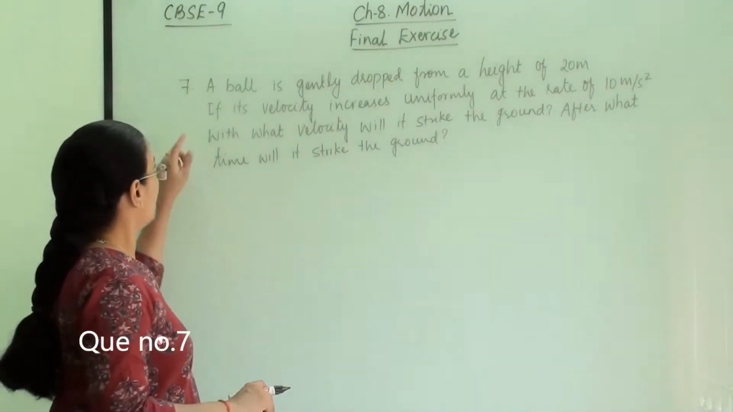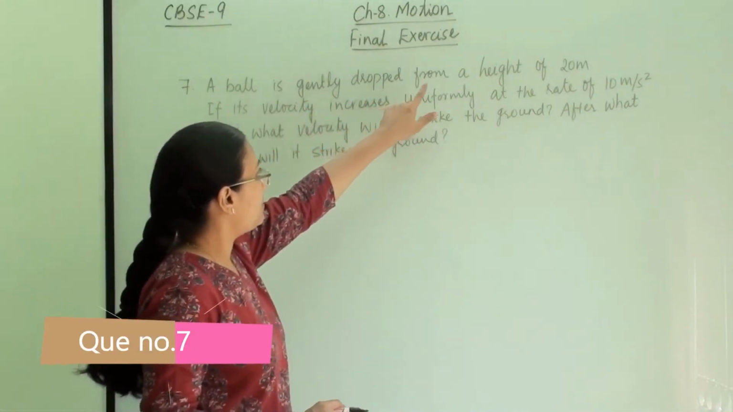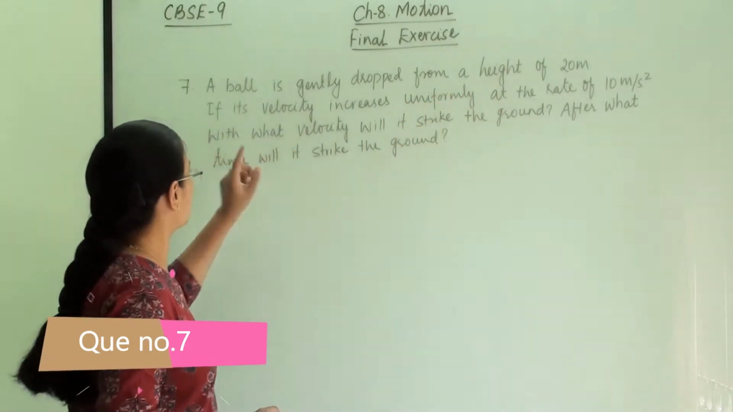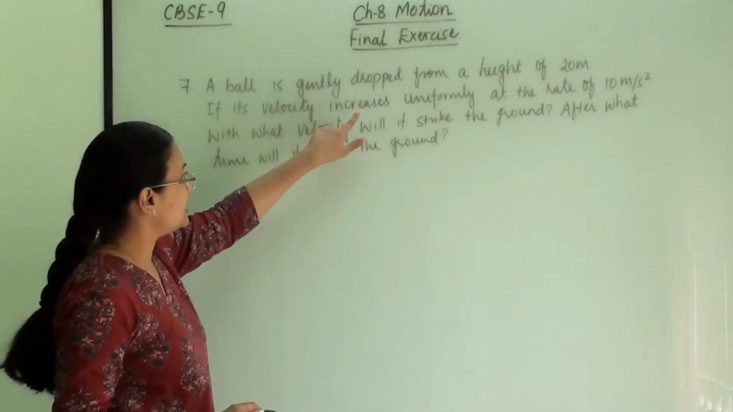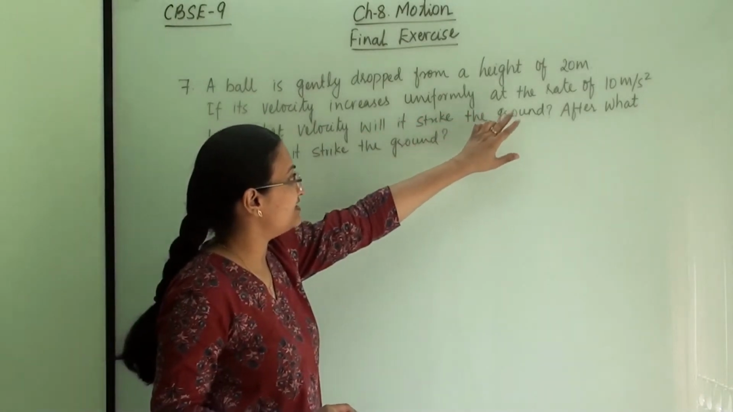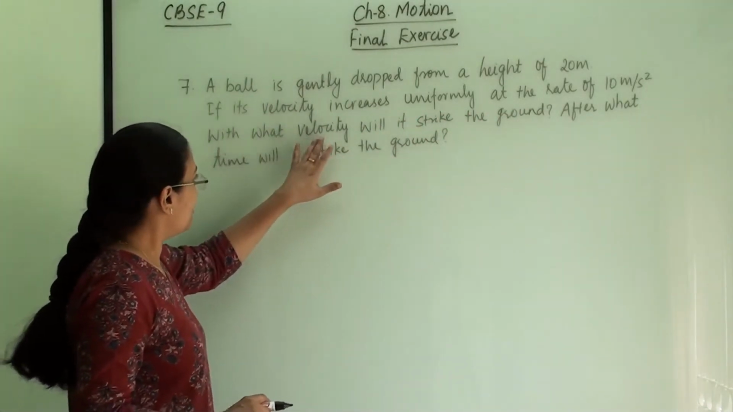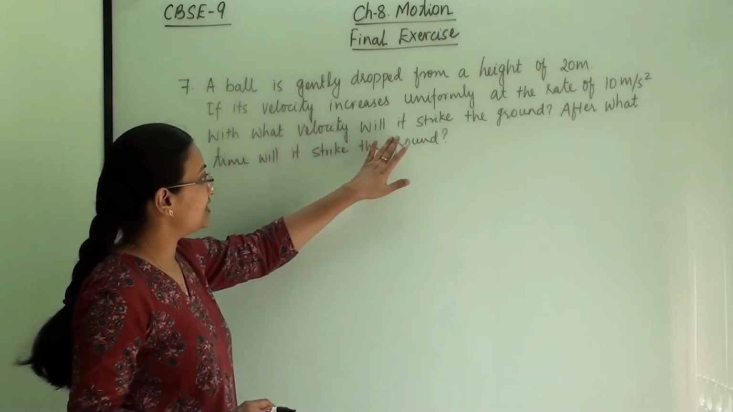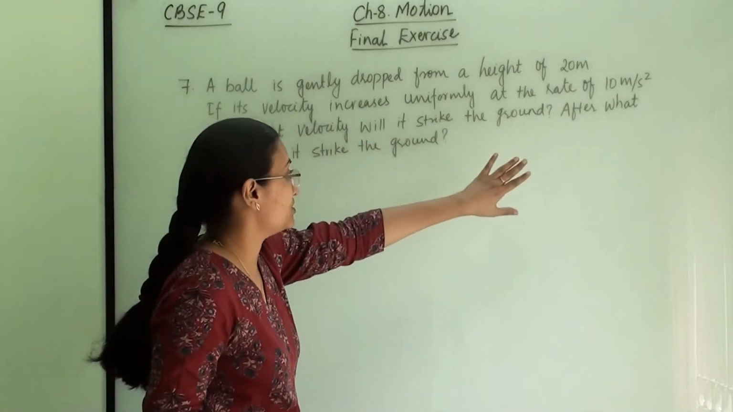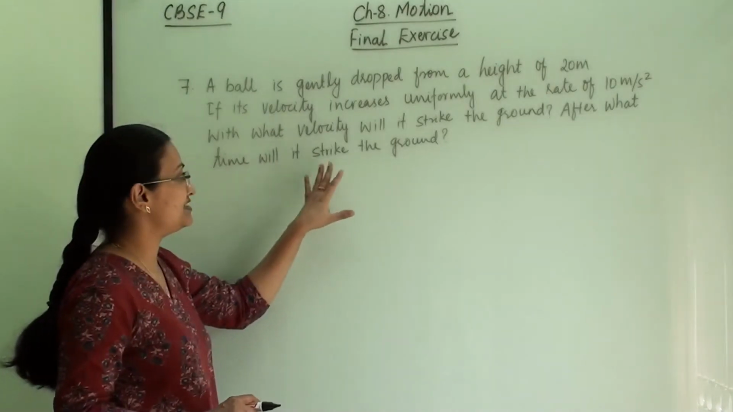Seventh question. A ball is gently dropped from a height of 20 meter. If its velocity increases uniformly at the rate of 10 meter per second square, with what velocity will it strike the ground? And second question, after what time will it strike the ground?